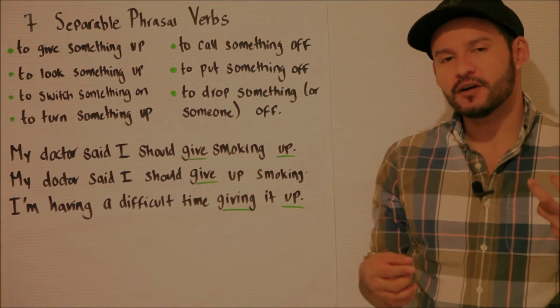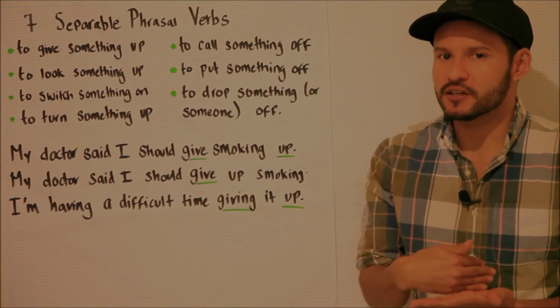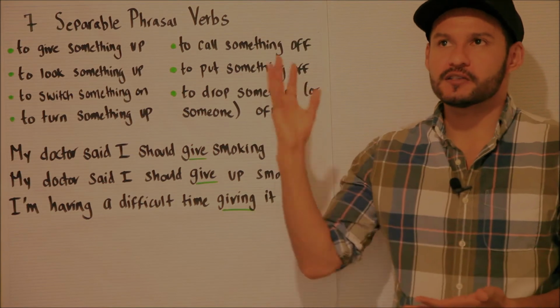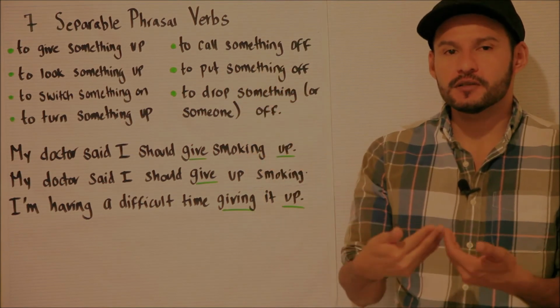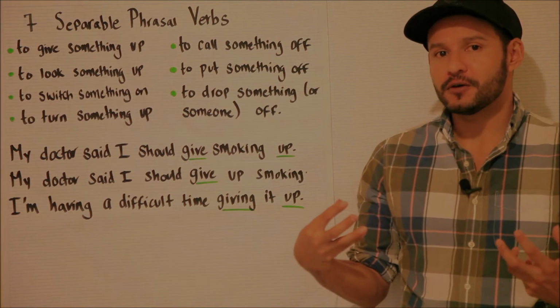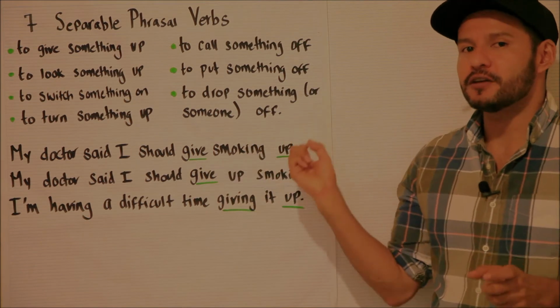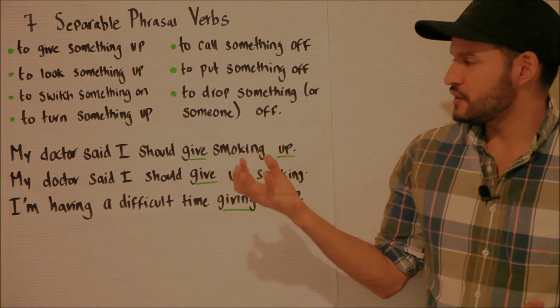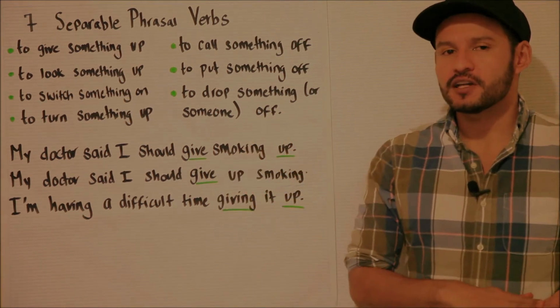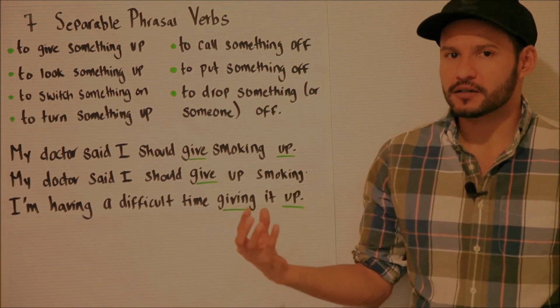Now, in the first video, I also mentioned that when you're using a particular noun, a specific noun as the direct object of a separable phrasal verb, it is possible to separate the verb, but it's not necessary. So you can put first the 2 words of the verb and then after the direct object. So in this particular case, if I say my doctor said I should give up smoking, it is also correct.